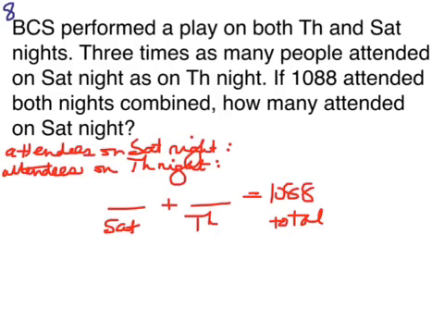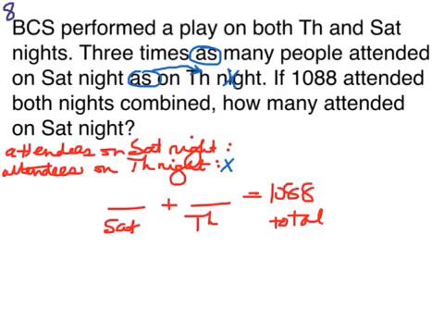Okay, so let's start reading. Let's look for keywords. They performed a play. Okay, I see the word as. And do you remember that when you see the word as or than, the thing that comes after it usually makes a good variable? So if you look, what comes after it? Thursday night. Let's make Thursday night our x. I'll just put an x over it. So Thursday night is our x.